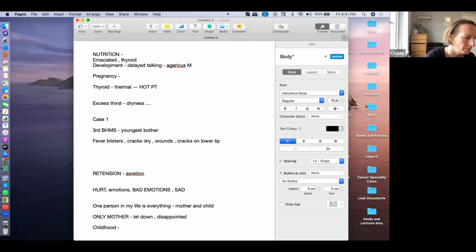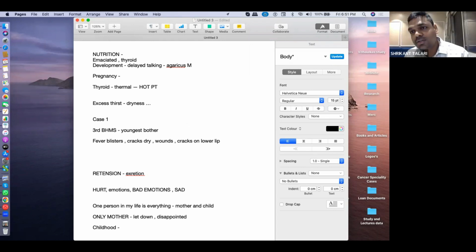They feel that you should give them love, care, affection. You never loved me. She never cared for me. Ailments from no love received from mother. That is very important for Natrum muriaticum. I never received the love from my mother.